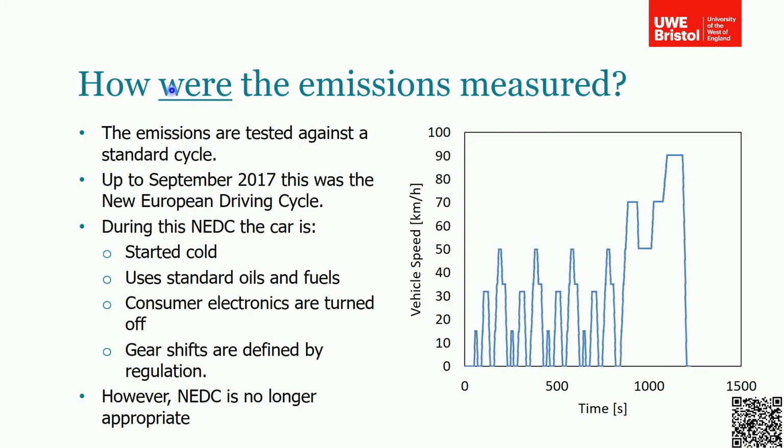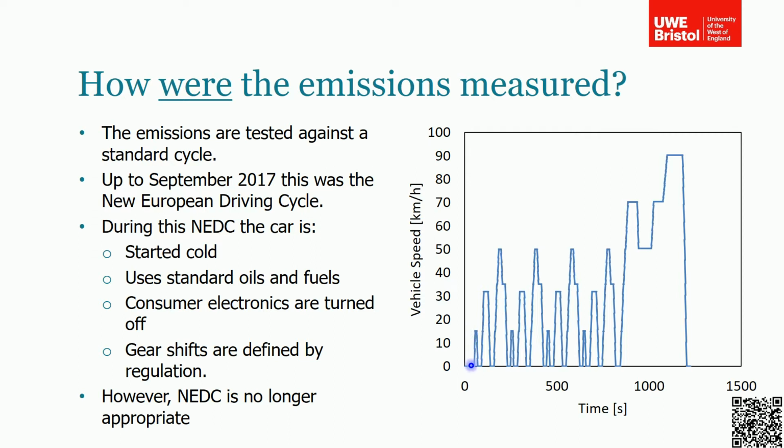So how were the emissions measured? They have changed only very recently, but it's still worth talking about how they were done. As I said, the emissions are tested against the standard cycle, and this is how it was done. This is what's called the New European Driving Cycle. This was introduced in 1997 and basically replaced by a new cycle in 2007. But this is what it used to look like.